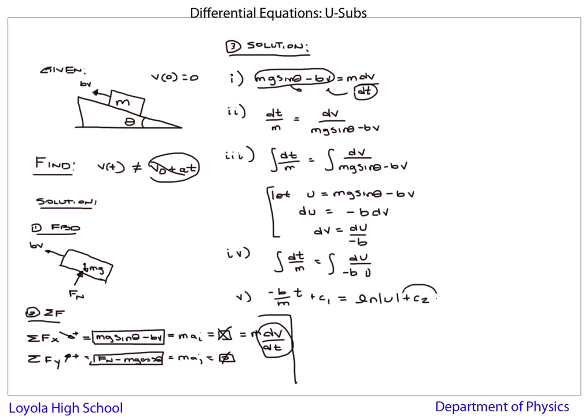I'm going to play that same game. I'm going to bring the C2 over here with the C1, call it a new constant C3. So this is step 6. So this is minus b, and I'm going through every step here, so you could probably do a couple of steps here a little more easily. ln of u.